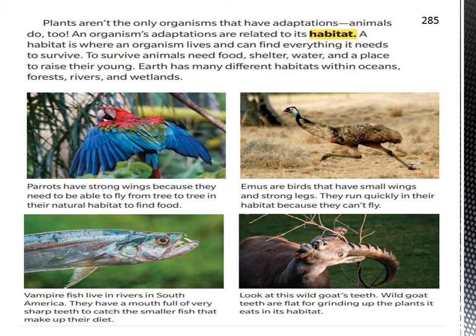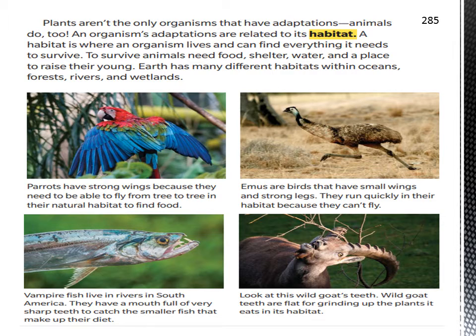Now please open your books on page 285. Plants aren't the only organisms that have adaptations. Animals do too. An organism's adaptations are related to its habitat. What is a habitat? A habitat is where an organism lives and can find everything it needs to survive. What do animals need to survive? To survive, animals need food, shelter, water, and a place to raise their young. Earth has many different habitats within oceans, forests, rivers, and wetlands.